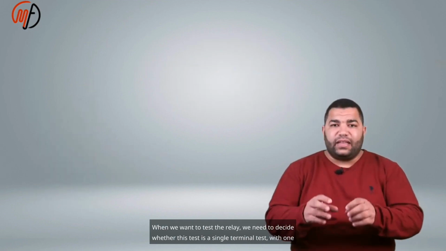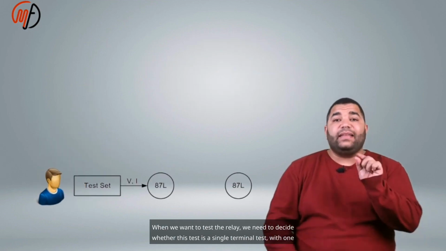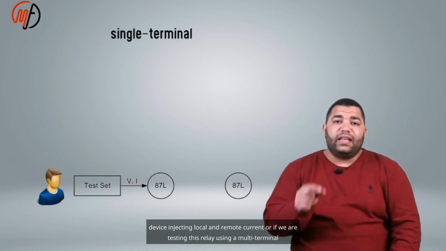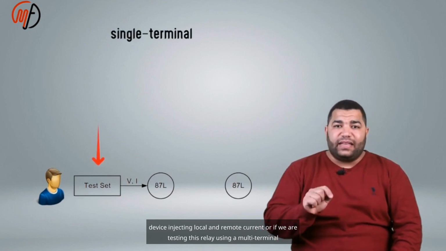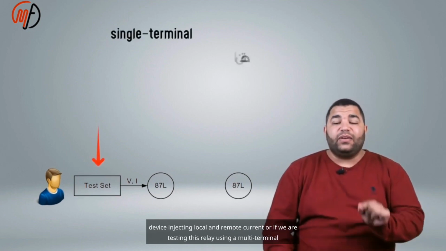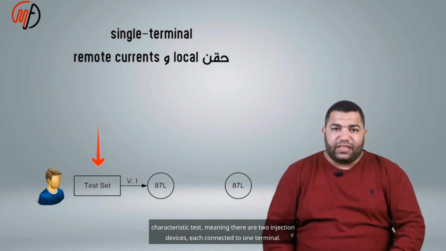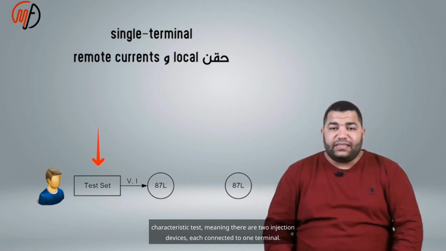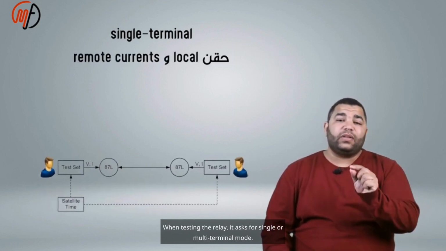When we want to test the relay, we need to decide whether this test is a single terminal test with one device injecting local and remote current, or if we are testing this relay using a multi-terminal characteristic test, meaning there are two injection devices, each connected to one terminal. When testing the relay, it asks for single or multi-terminal mode.